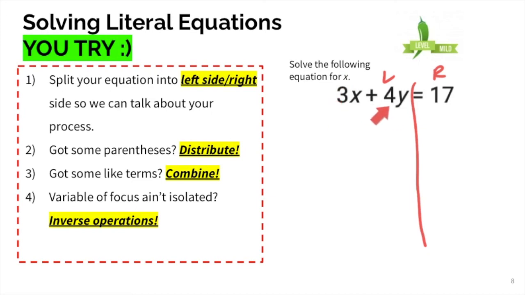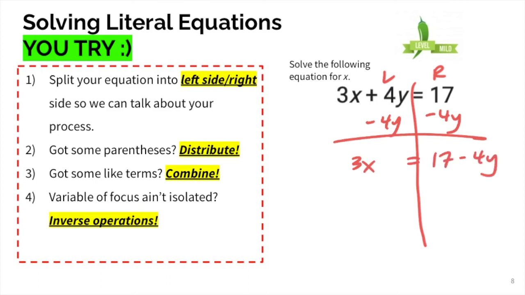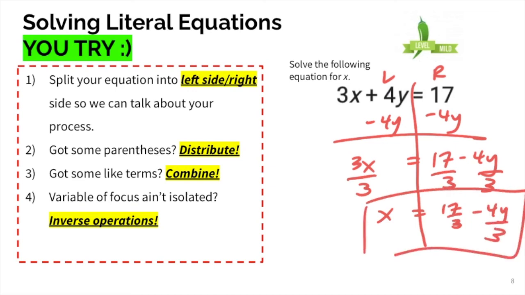So I'm going to get rid of this 4y over here because this doesn't have an x. So to get rid of plus 4y, I'm going to subtract 4y. I get 3x equals 17 minus 4y, right? We can't combine these because they're not like terms. And then I just need to get rid of this coefficient 3, so I'm going to divide by 3 everywhere. And I got x equals 17 over 3 minus 4y over 3. I can just leave it as a fraction, not going to be the end of the world.